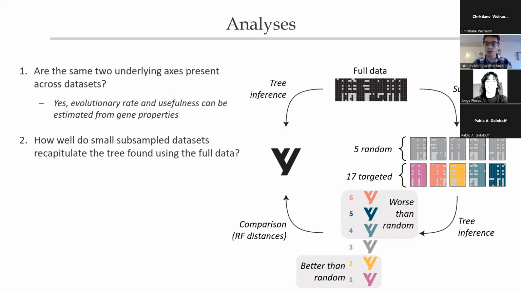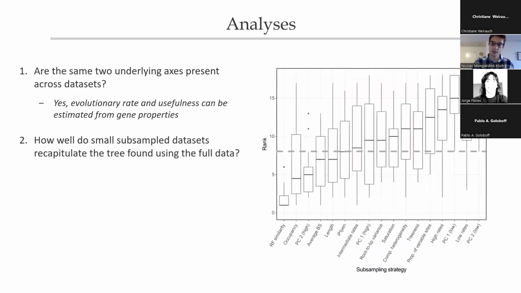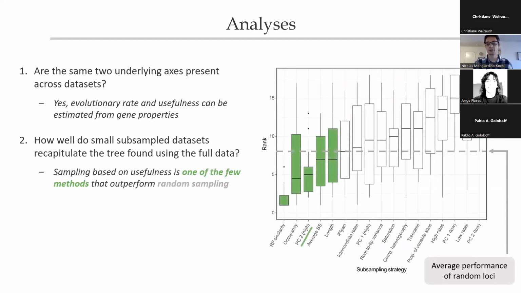What I'm going to show you is not just the numbers obtained under one data set, but the average ranking across all 18 data sets that were used. And so this is what it looks like. Here, that gray dotted line shows the average performance of random loci across all different data sets. And what emerges right away is that there are very few subsampling methods that perform better than random sampling.